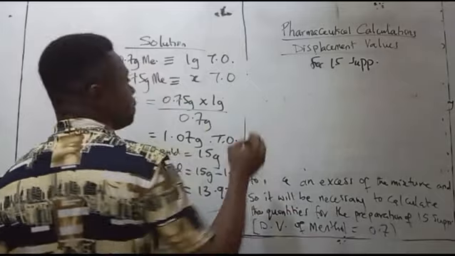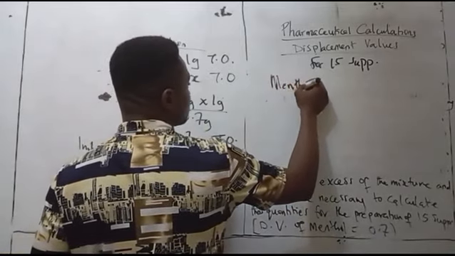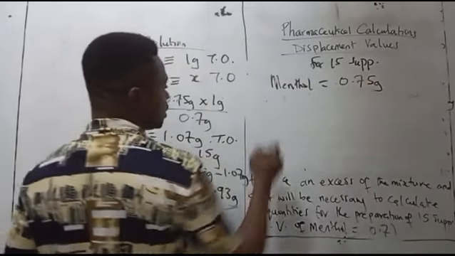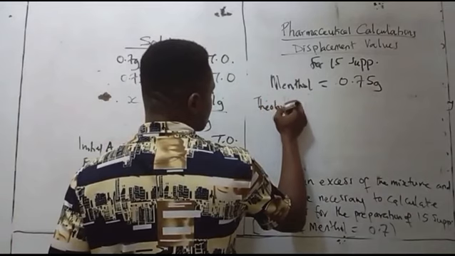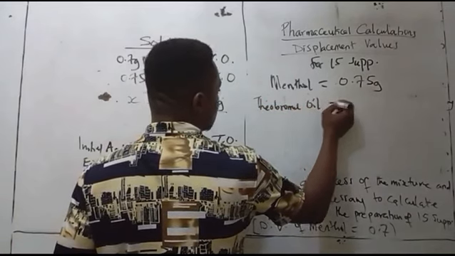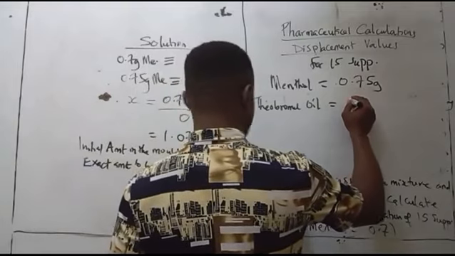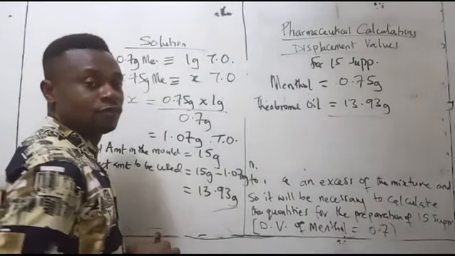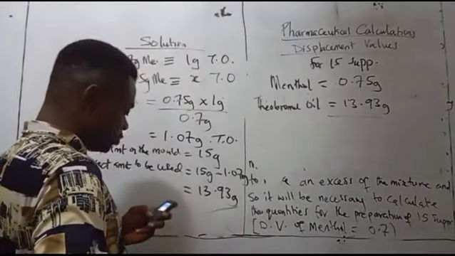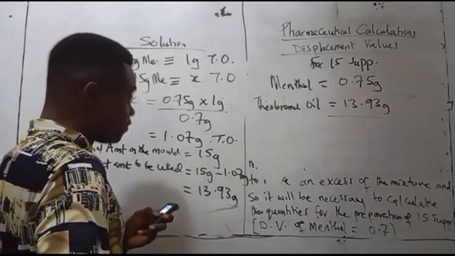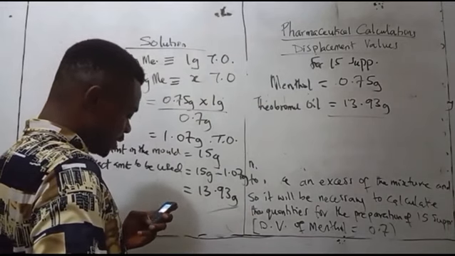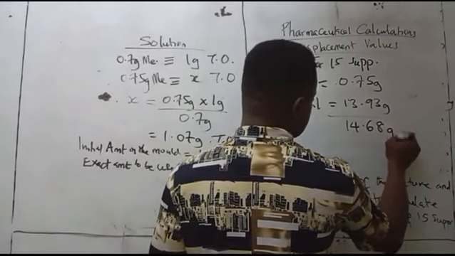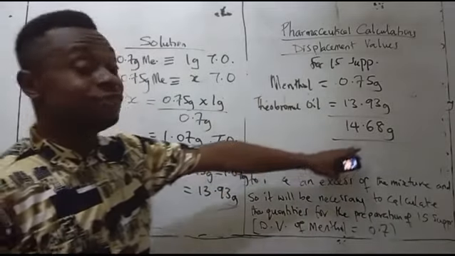Please, let's note that for 15 what? Suppositories. So here, Me is what? Menthol. Menthol is 0.75 gram. Then theobroma oil. Theobroma oil is what? 13.93 gram. So the total weight for the 15 suppositories is what? 0.75 plus 13.93. That gives us 14.68 gram. This is the weight for the 15 suppositories.